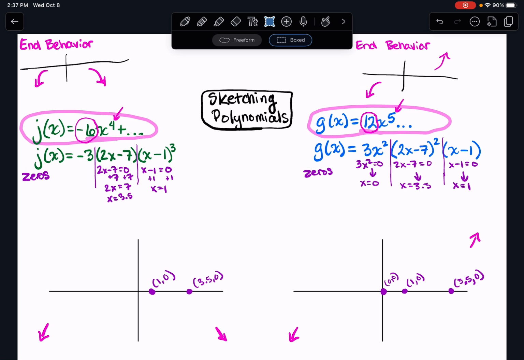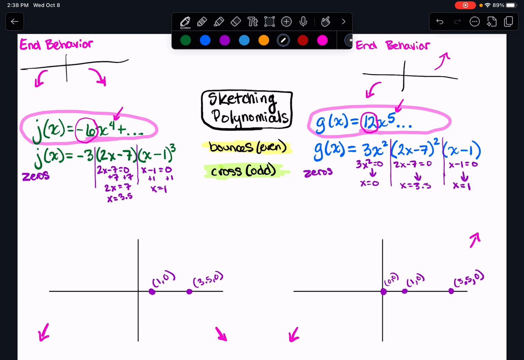The last step will be to determine at each zero whether I'm dealing with a bounce or a cross. So the thing that determines whether something's a bounce or a cross is the multiplicity. Bounces will happen when the multiplicity is even. A cross will happen if the multiplicity is odd.